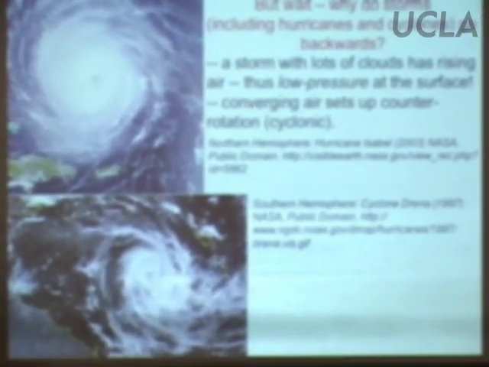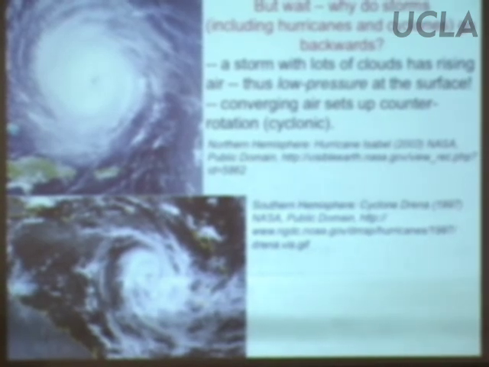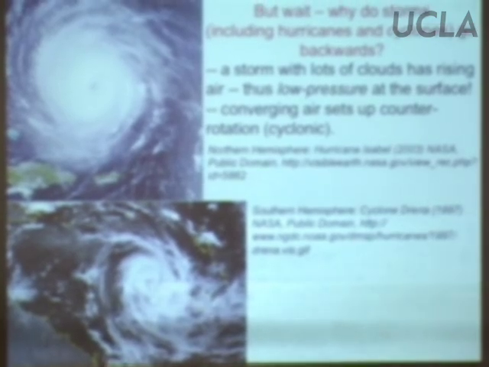So in fact, Coriolis does make sense for explaining why storms, hurricanes rotate the way they do. You just have to remember the fact that there's lots of clouds and rain there implies that there's rising air, which means air is trying to get into the center along the surface, and the deflection of that air by Coriolis sets up a circulation pattern that's opposite from the way you might originally expect.